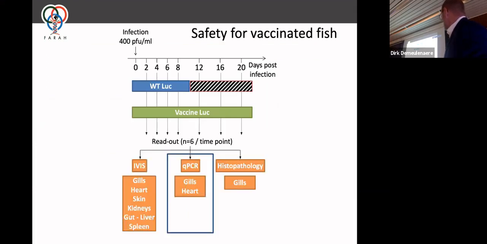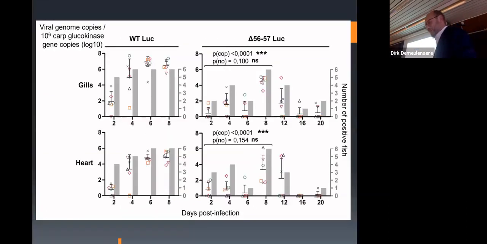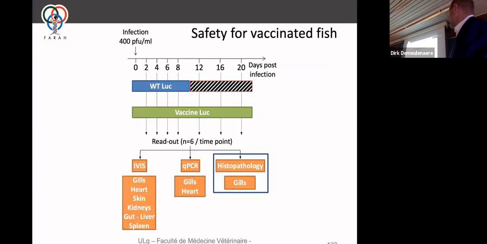qPCR, does it correlate with the data that we obtained by IVIS? Well, yes, otherwise I would not present it. What we observe is that, again, we have a lower, delayed, and shorter time of expression and replication of the virus in these organs. So the IVIS data perfectly correlate with the qPCR analysis. What about histopathology? Well, very much the same.